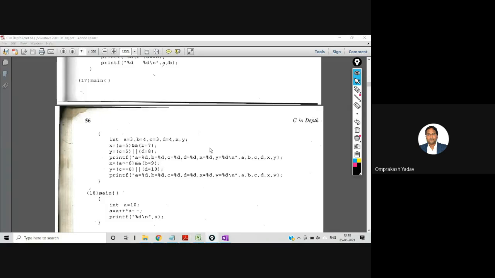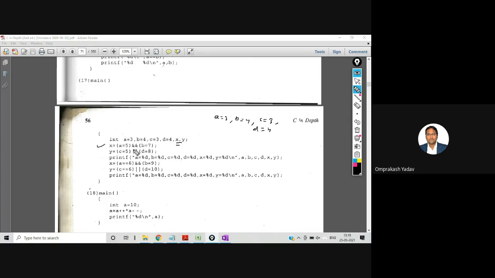So see all of you here. We have a is equal to 3, b is equal to 4, c is equal to 3, d is equal to 4. Then we have x and y, and the values are not initialized. Now the first line is what? x is equal to, a is equal to 5 and b is equal to 7, right? So a equal to 5 means 5 will get assigned to a and 7 will get assigned to b.